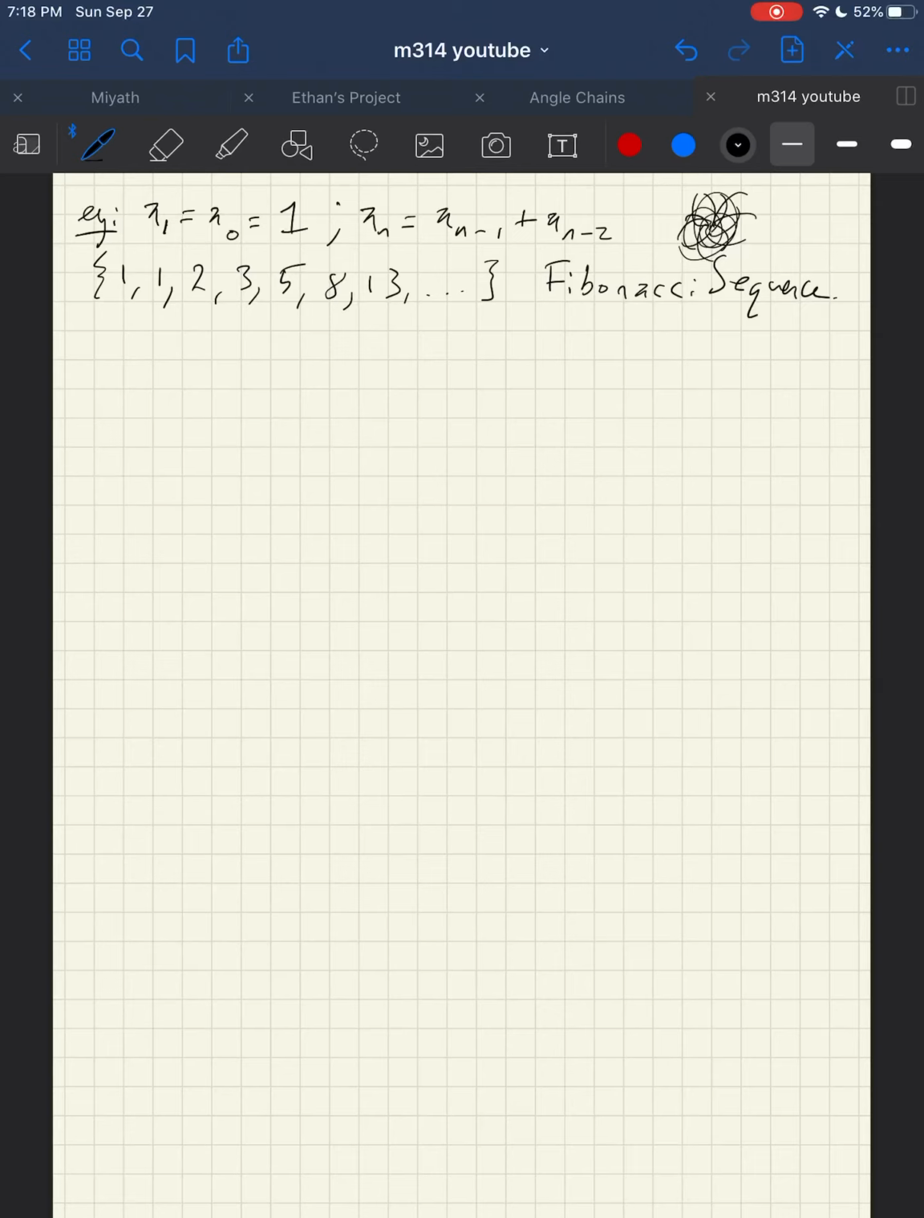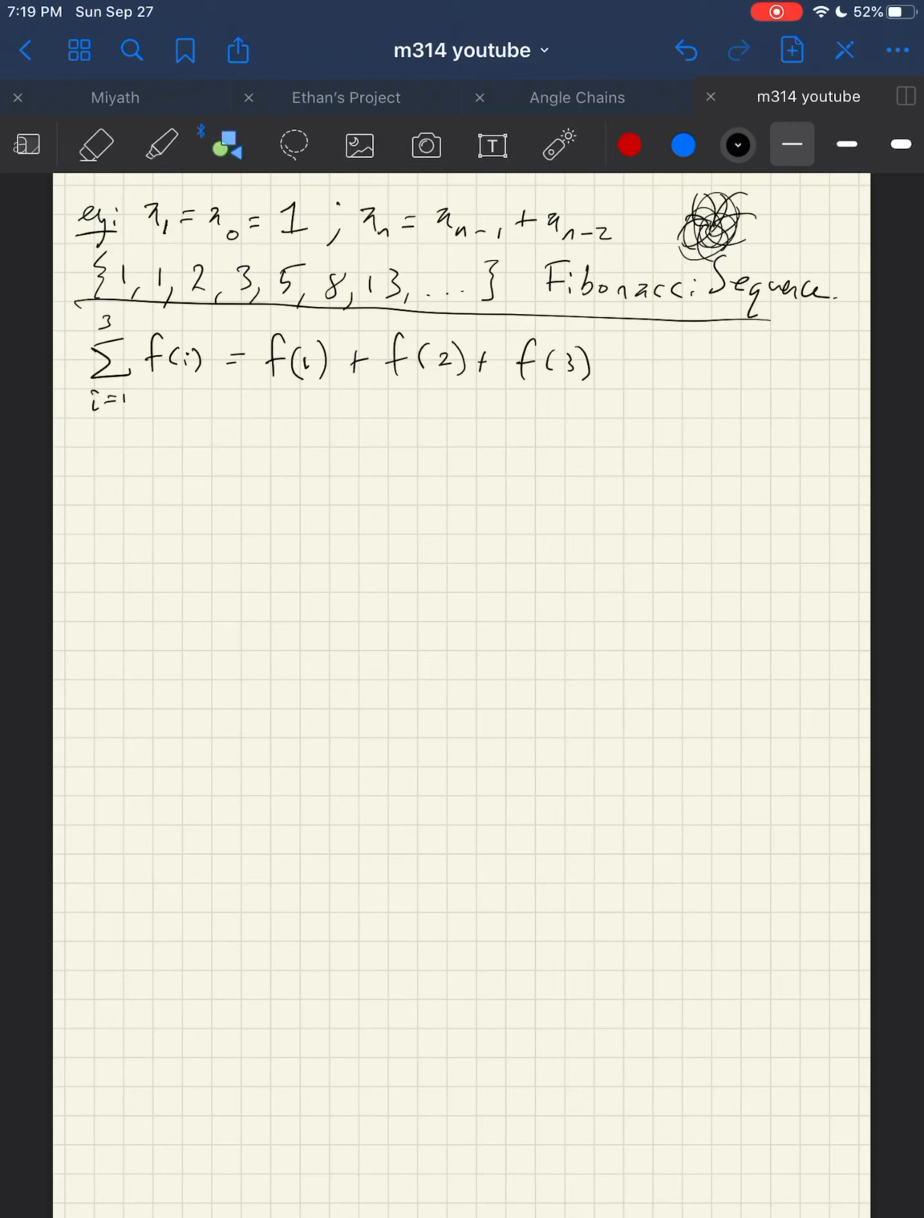Also, of course, the Fibonacci sequence arises in the Tool song Lateralis, which is really important. Okay, last thing I want to do is talk about sigma sum. So if I write the sum as i goes from 1 to 3 of f of i, this means f of 1 plus f of 2 plus f of 3. I want you to think of this like a for loop. So for i goes from 1 up to 3, sum up all of these functions that depend on i.